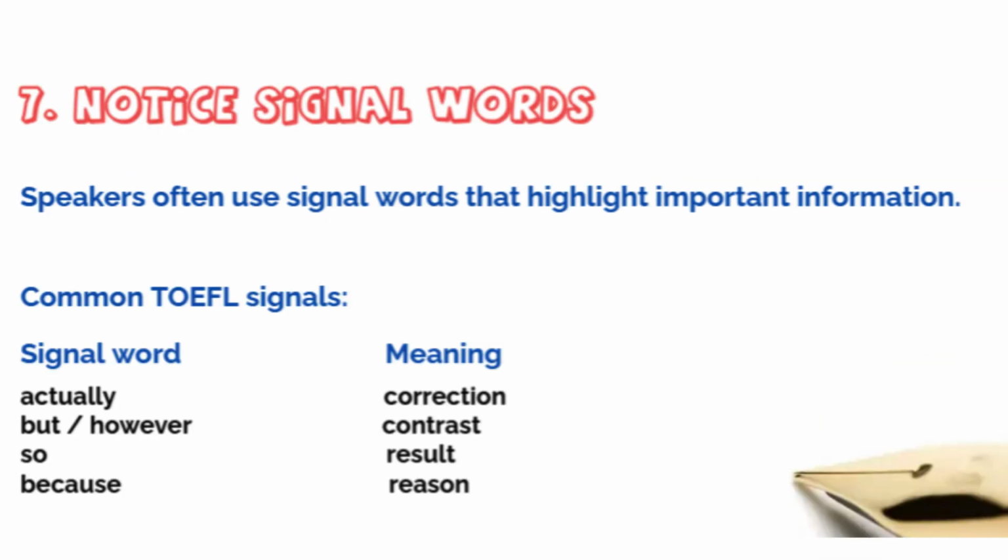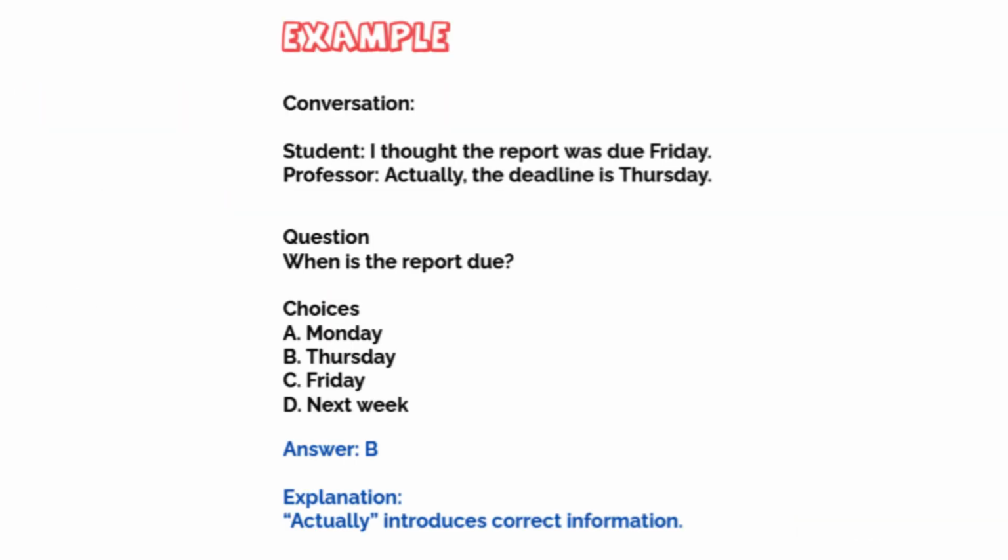Finally, notice signal words. Speakers often use signal words to highlight important information, and these words can guide you to the correct answer. For instance, "actually" often introduces a correction, "but" or "however" signals contrast, "so" shows a result, and "because" gives a reason. For example, if a student says, "I thought the report was due Friday," and the professor responds, "Actually, the deadline is Thursday," the word "actually" tells you that the correct information is Thursday.